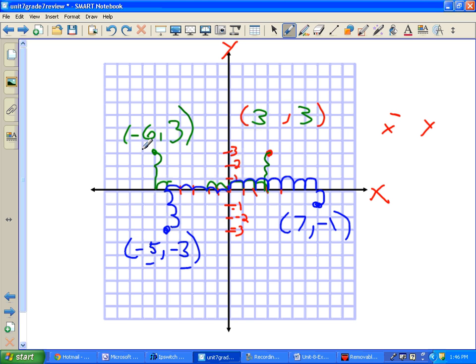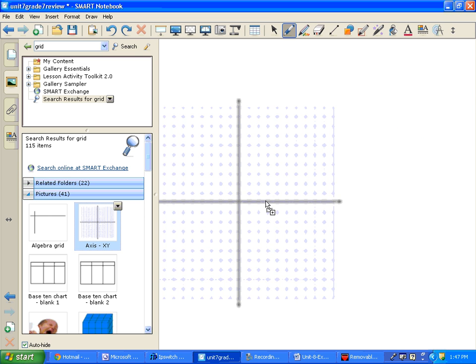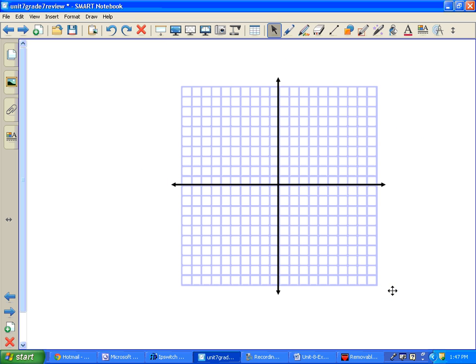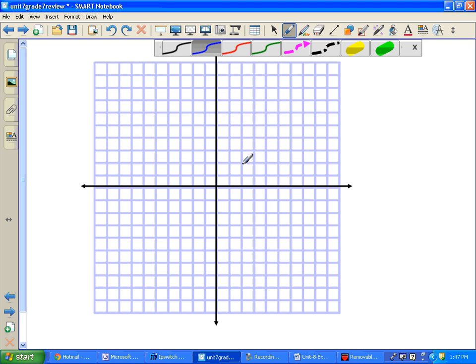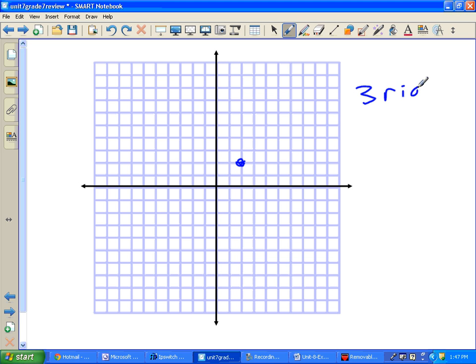Okay? So when we're doing this in class, you might see something written like this. I might say shift this dot right here 3 right and 1 down.